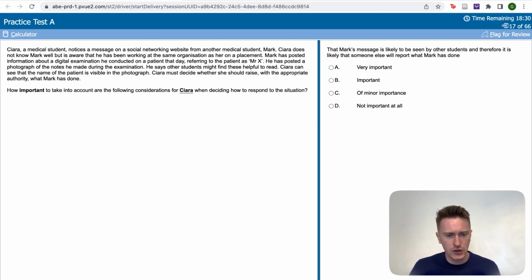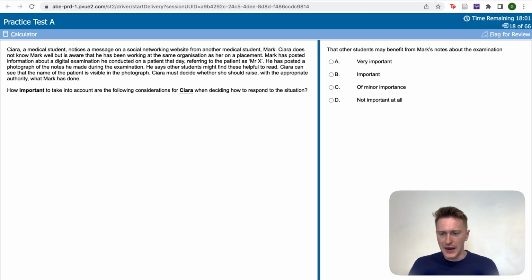Okay, a med student notices a message on social media. Classic. I don't even need to read the rest of it. It's talking about Mr. X. Obviously, it's got some photograph, the notes, other students found it helpful, but he's given away some information. It's about patient confidentiality. So, Mark's message is likely to be seen by other students, and therefore it's likely that someone else will report. That's not important. She's seen it. She needs to act.